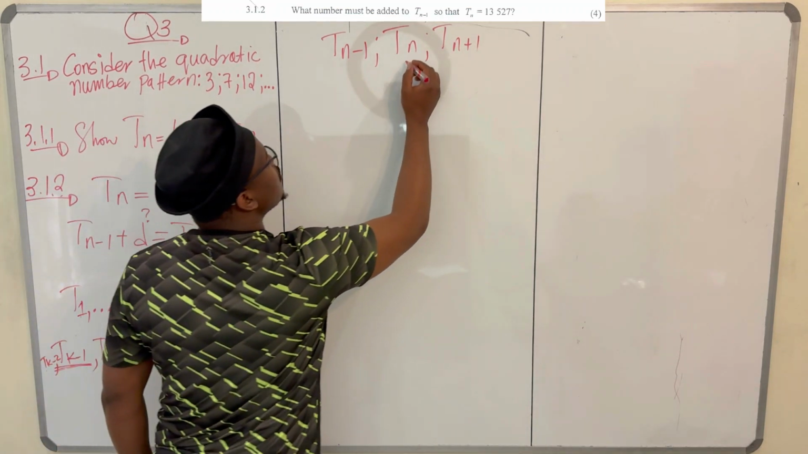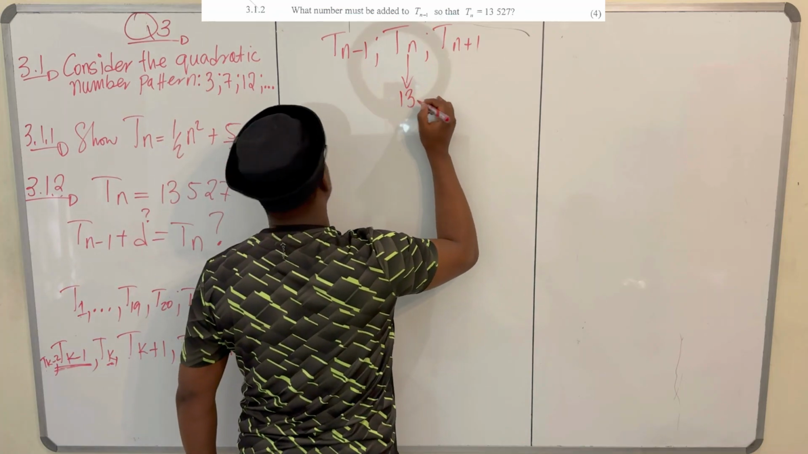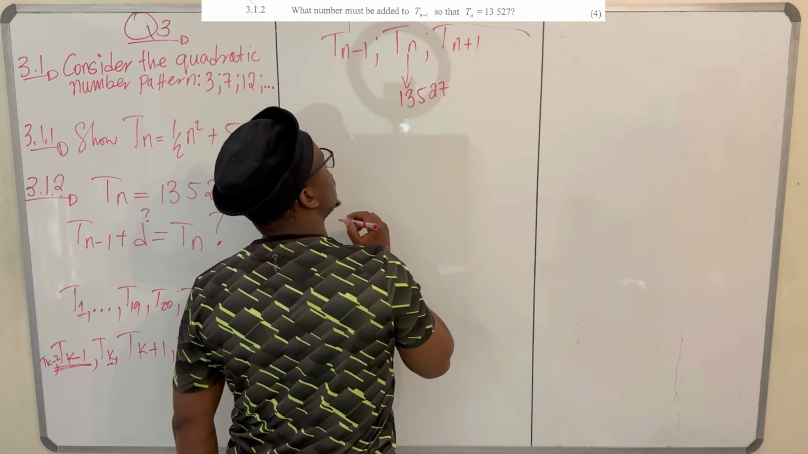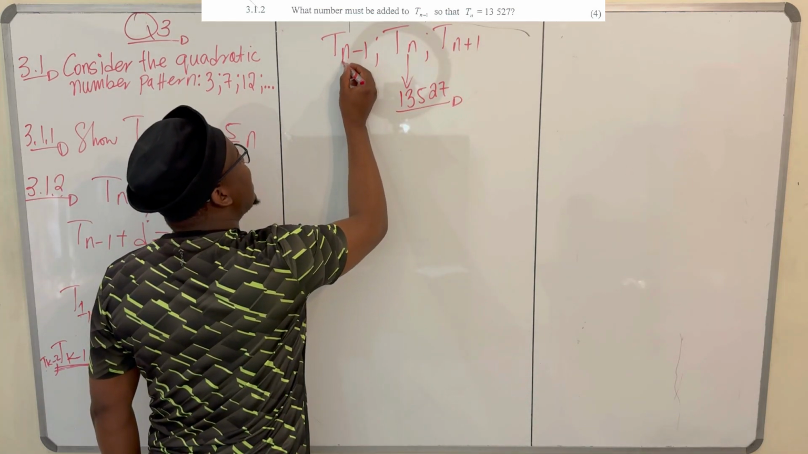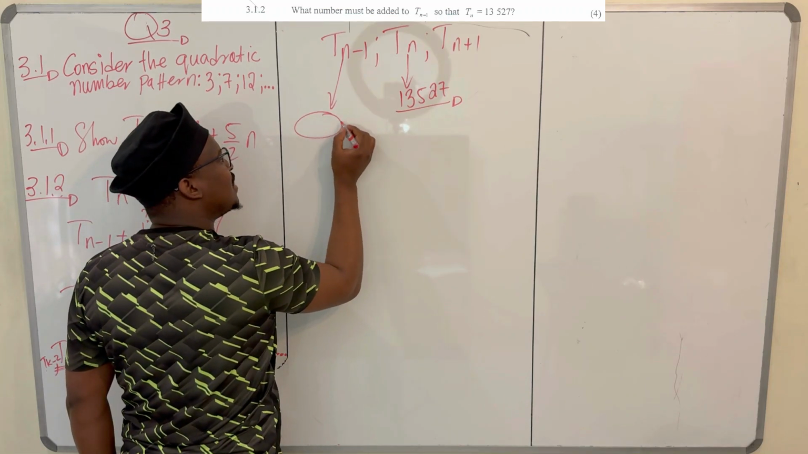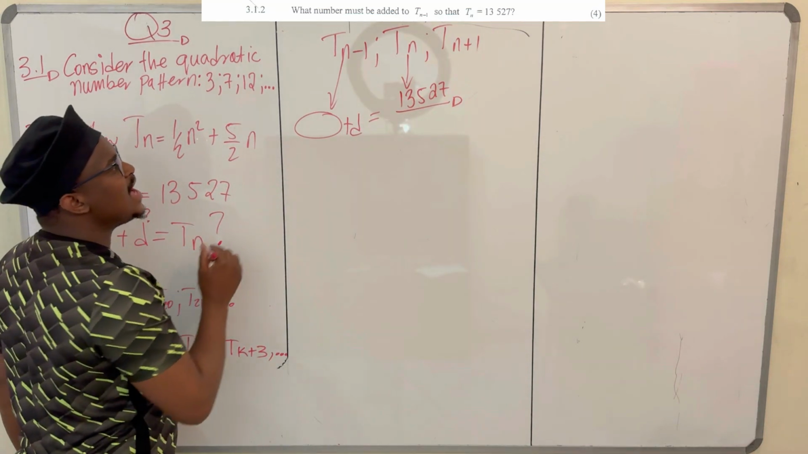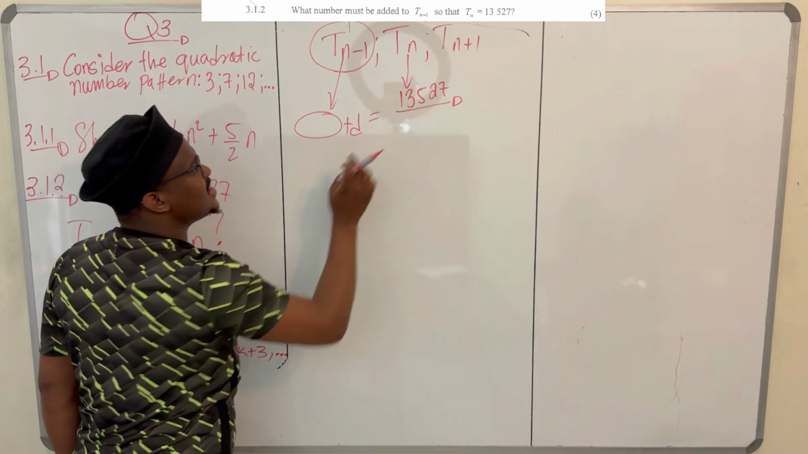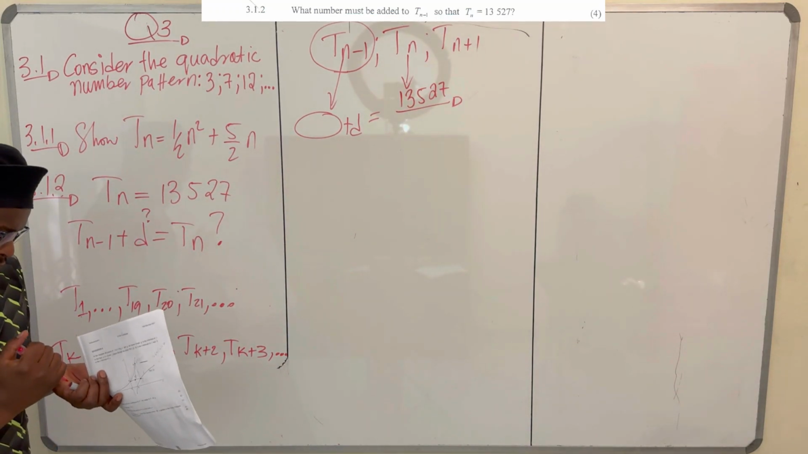So you are given the value of this term to be 13,527. That's what you are given. So they are asking what must be added to the value that is here so that you get that value over there, which is 13,527. So how do you do that?